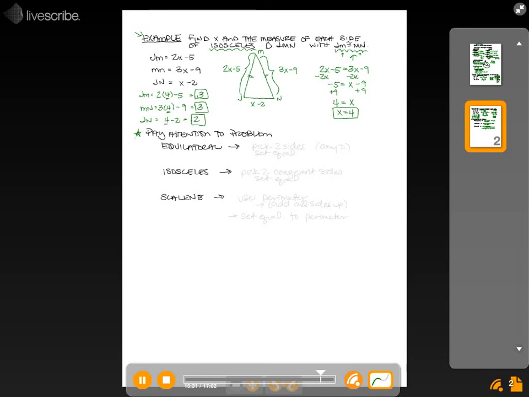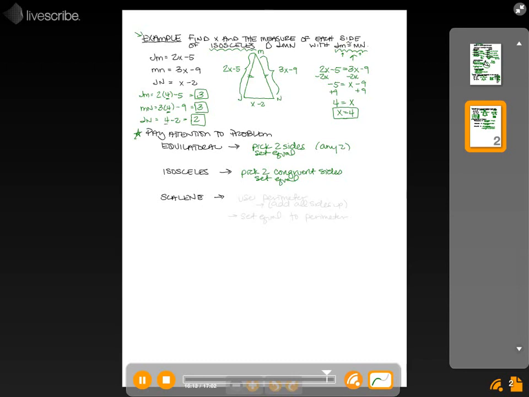Now, one thing I want to point out to you is that you need to pay attention to the problem. I'm going to sum up real quickly what you do for each type of triangle. If it's equilateral, you've got to pick two sides and set them equal. And it doesn't matter what sides. You get to pick any two, okay, because they're all the same length. Isosceles is a little more specific. You need to pick the two congruent sides and set them equal. Okay? It has to be two specific sides, the two that are congruent.